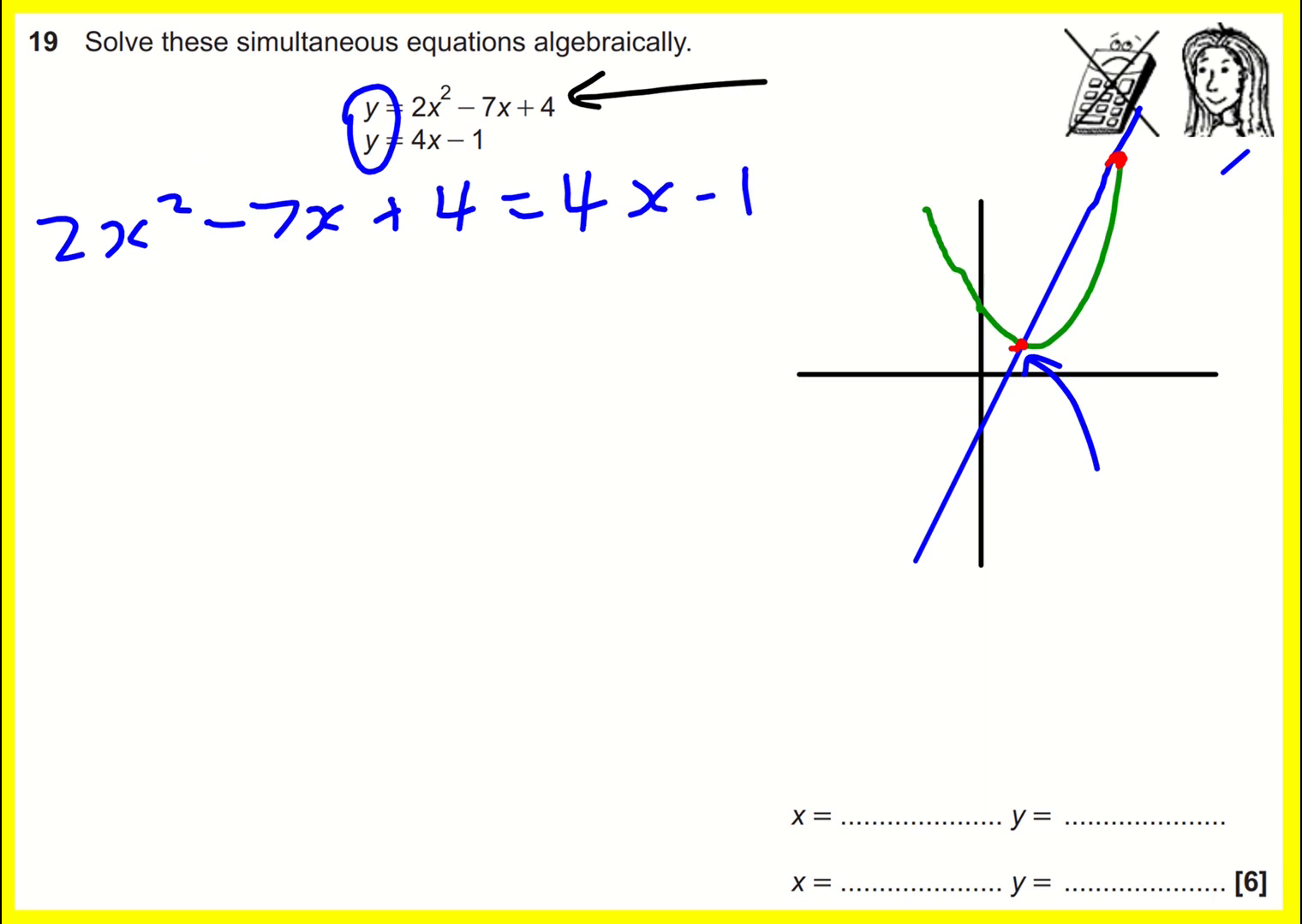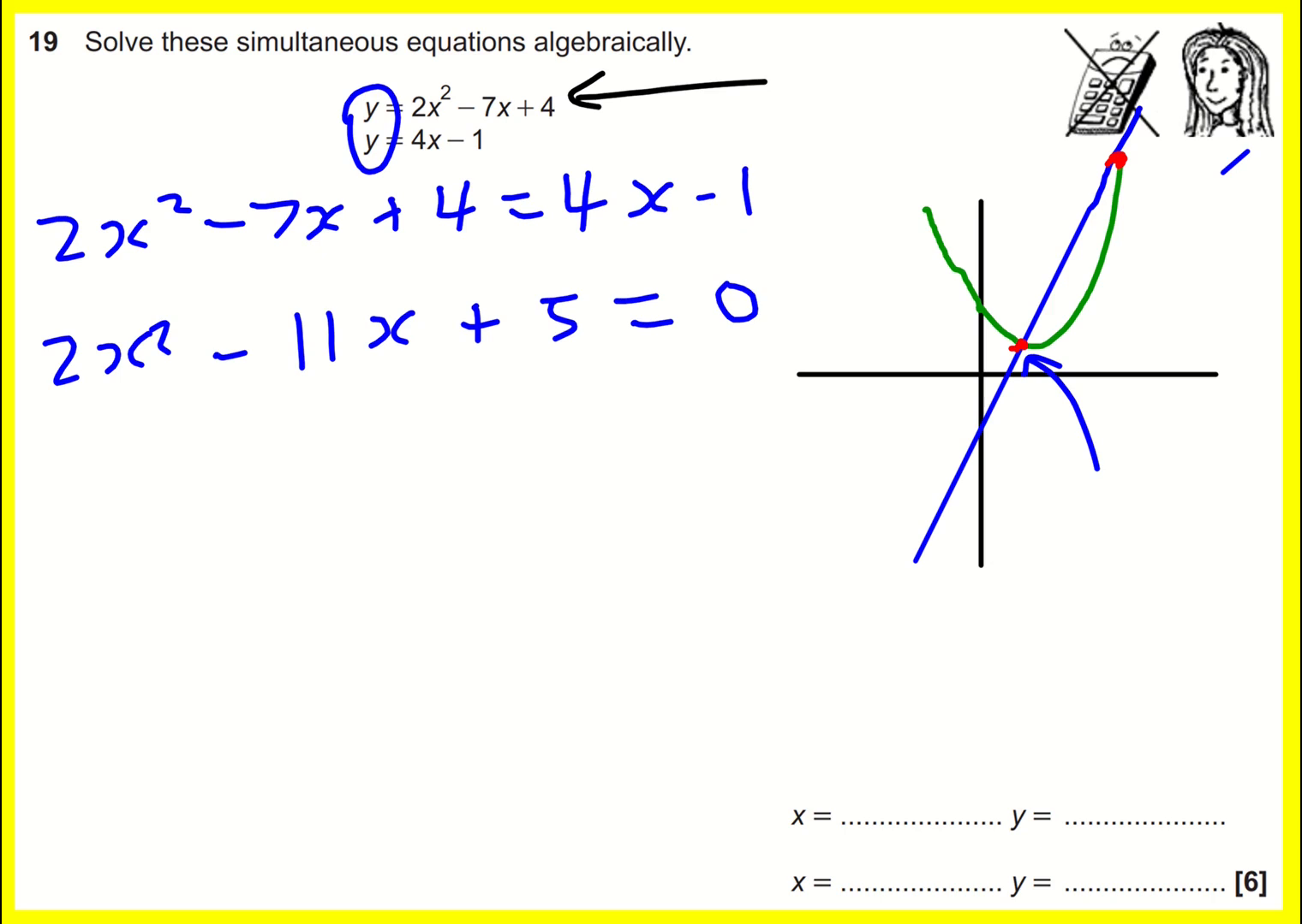I hope that makes sense why I can do that, because typically this is what you do whenever you solve simultaneous equations involving a quadratic. They could both be quadratics and you do the same sort of thing. It's a bit different if you didn't have a y equals, but I'm not going to go into that right now. So now I've got a quadratic, but when I solve quadratic equations, I always want to make them equal to 0. So I'm going to need to minus the 4x, so 2x squared minus 11x, and I'm going to want to add my 1. So I've got plus 5 equals 0.